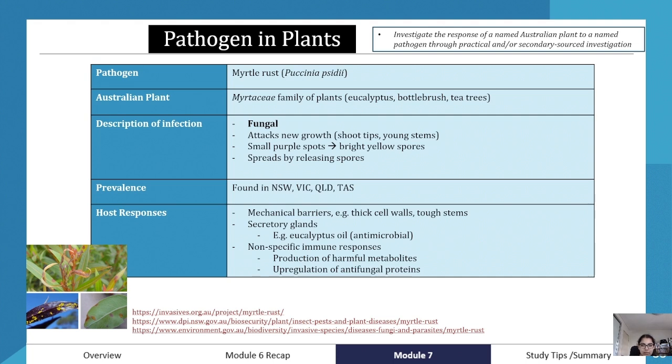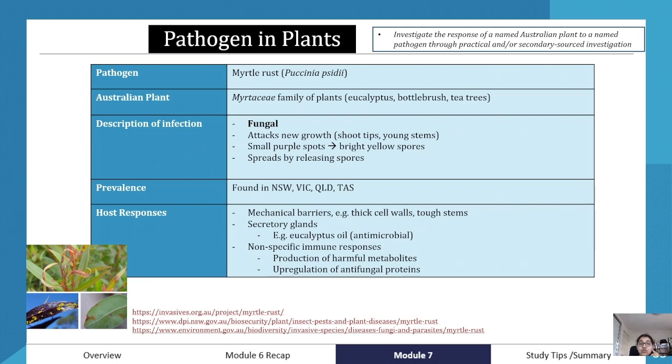Here is an example for us. We've got a pathogen known as the myrtle rust, and the myrtle rust affects the Myrtaceae family of plants in Australia, including eucalyptus, bottlebrush, tea trees. So you want to know a named Australian plant, and there are many out there, but this is one of them.